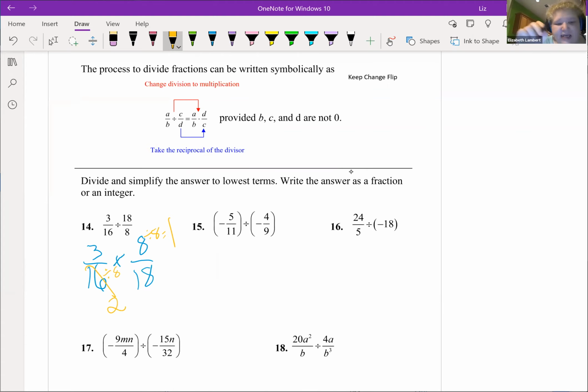And then the 3 and the 18, the 3 actually does divide into the 18. So the 3 divided by 3 is 1. The 18 divided by 3 is 6. So I have 1 times 1 on top, 2 times 6 on the bottom, 1/12.